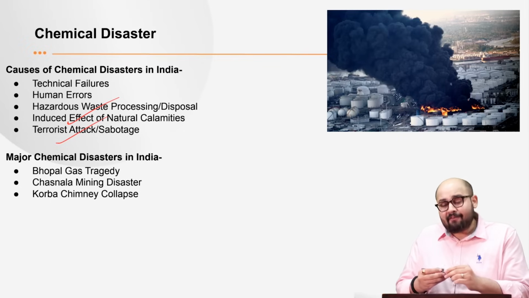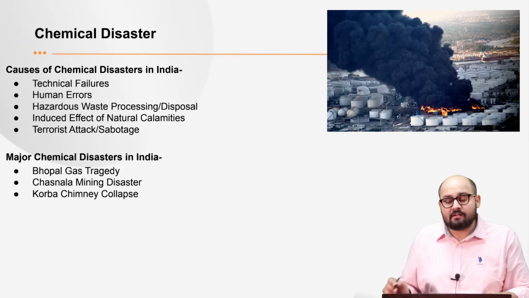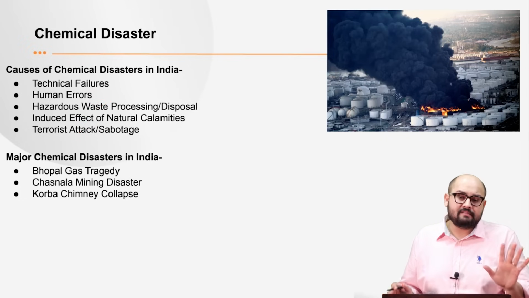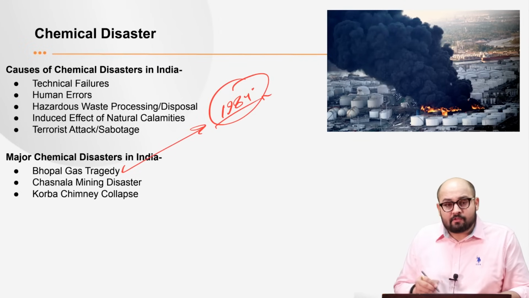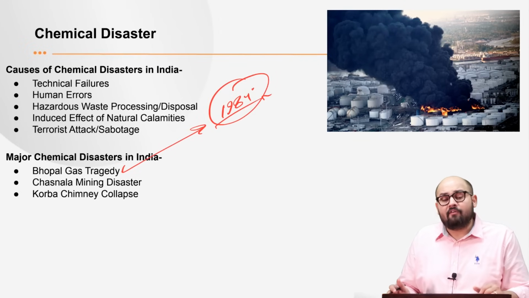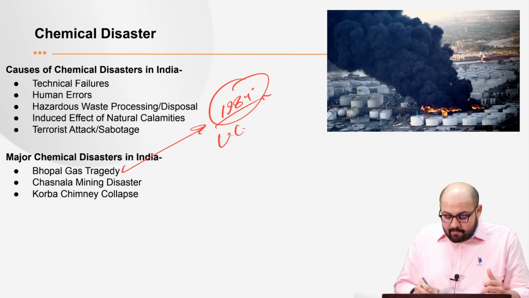Now, what have been the major chemical disasters in India? The first is the Bhopal gas tragedy of 1984, right? This resulted in the leakage of methyl isocyanate in the Union Carbide industry.